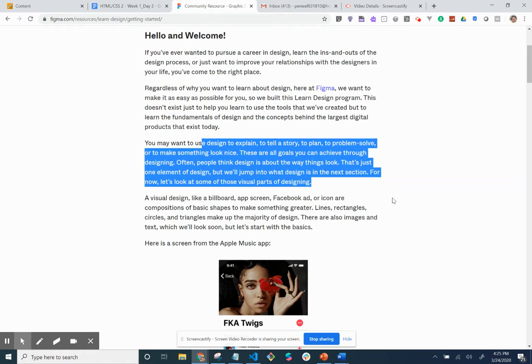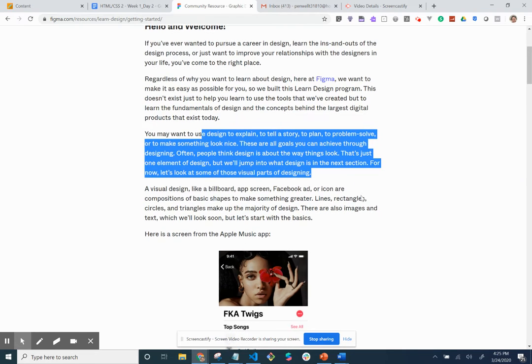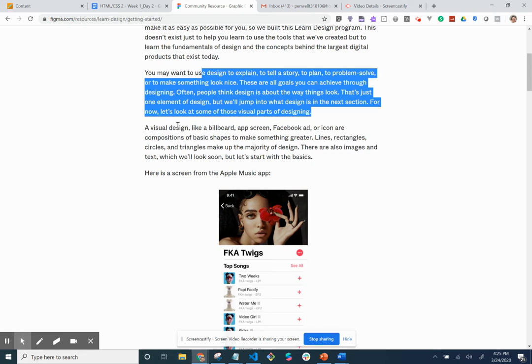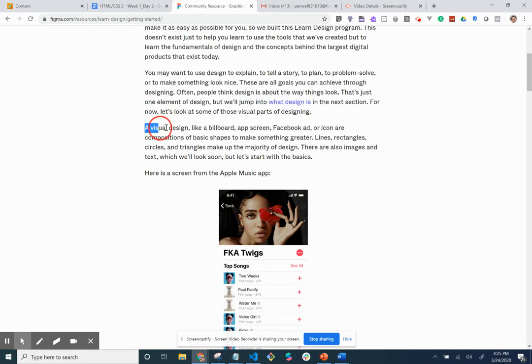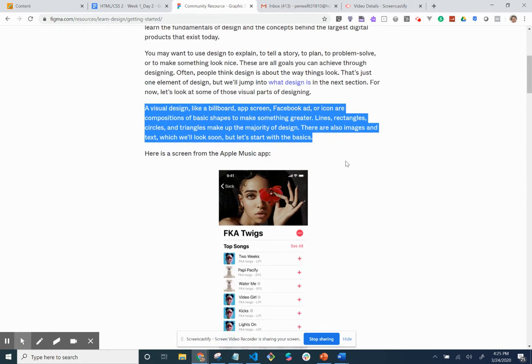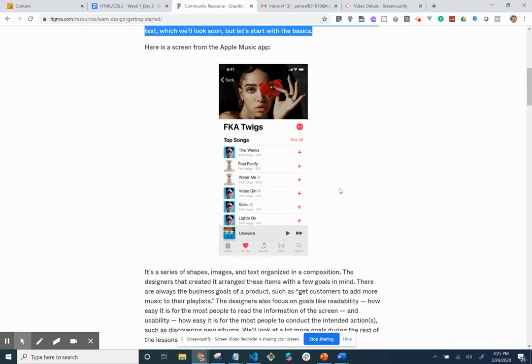Often people think design is about the way things look, but it's not just that. That's one element of design, and there's more to it. It's more of a problem-solving tool. A visual design like a billboard, app screen, Facebook ad, or icon are compositions of basic shapes to make something greater. So it talks about the music app, Apple Music app.